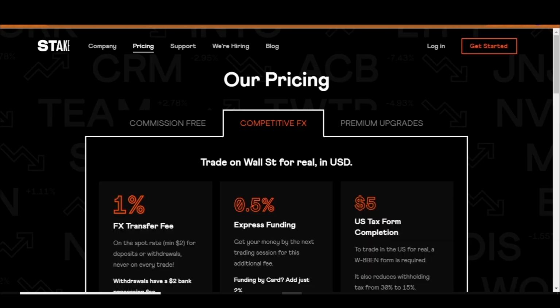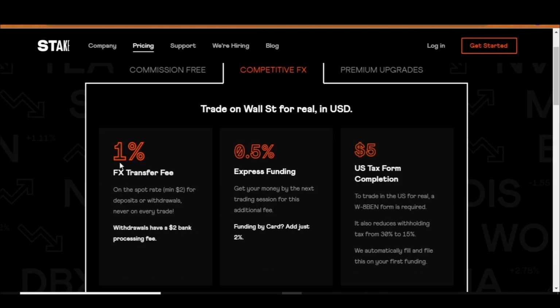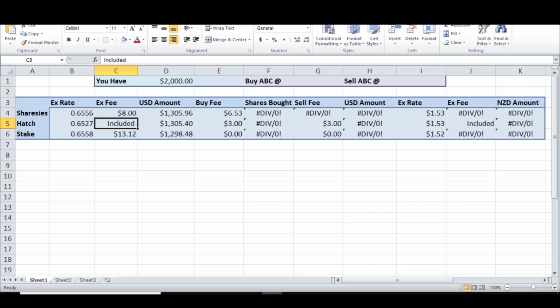Let's keep going. Stake will charge you 1% of the amount you are trading. So if we come back to our table, for the formula, I put down the amount we have times the exchange rate and then times 1%, which will give us 13 US dollars. Okay, now let's look at this column and it will be much easier to compare. But don't make any decisions yet because we still have a long way to go.